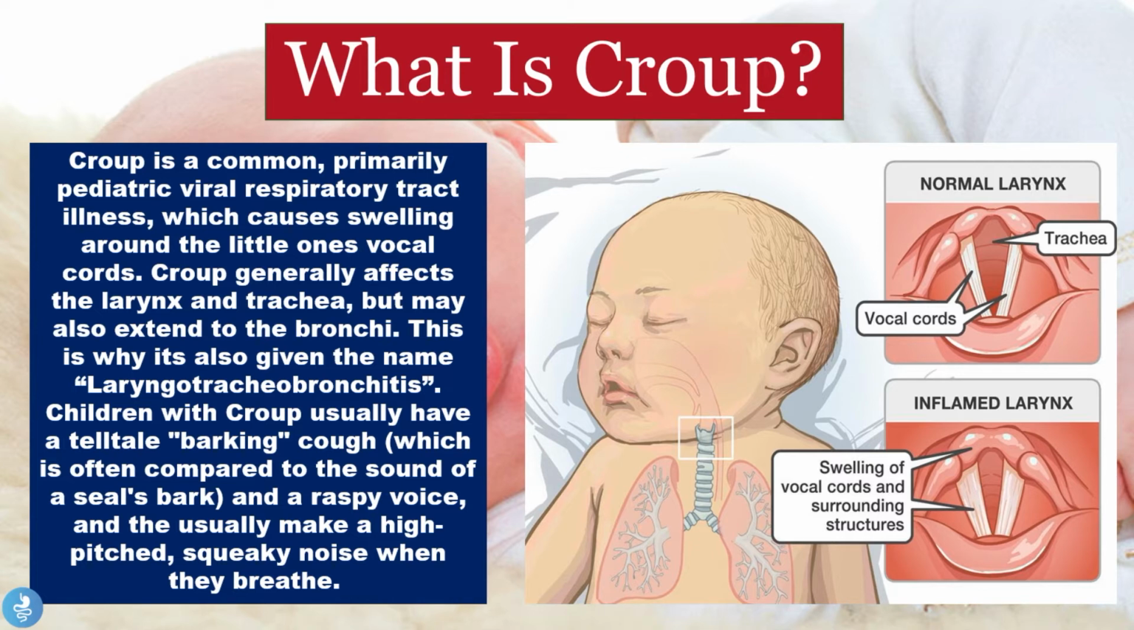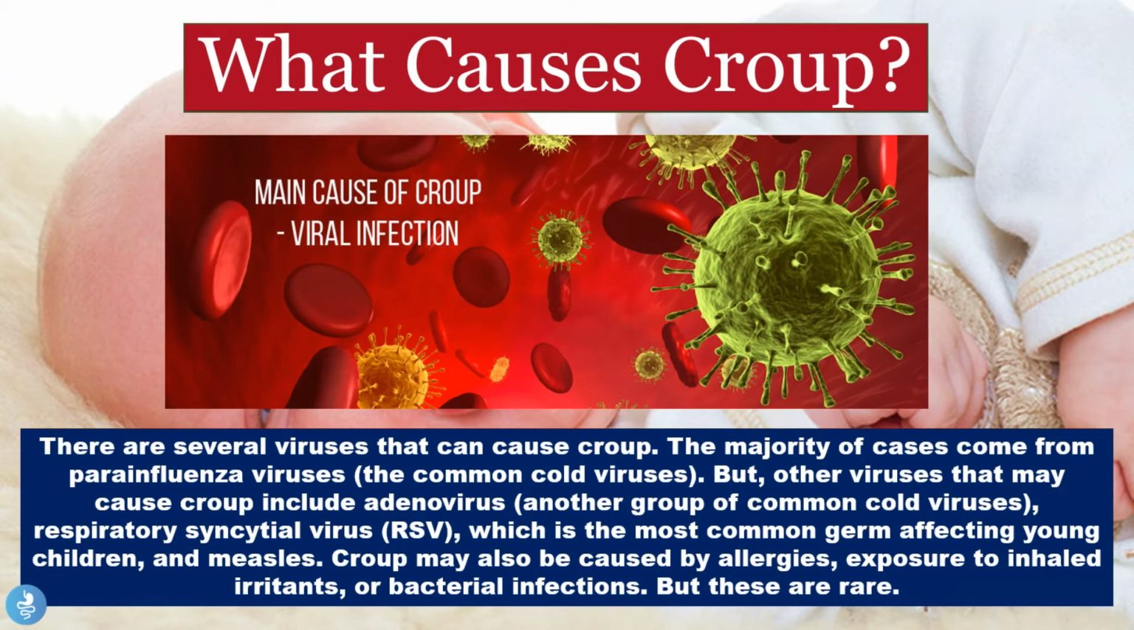So now that we know what the basics of croup is, let's take a closer look at how one can contract this disease. So as we mentioned in the slide before, the main cause of croup is a viral infection. There are several viruses that can actually cause croup, but the majority of cases come from the parainfluenza viruses, which are the common cold viruses.